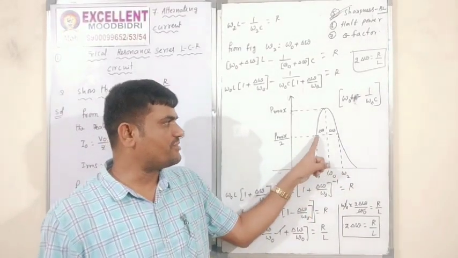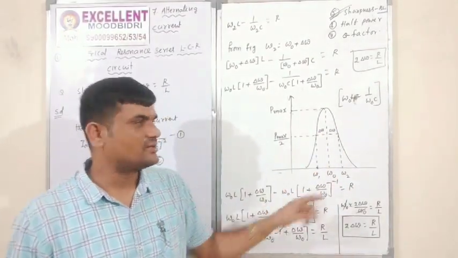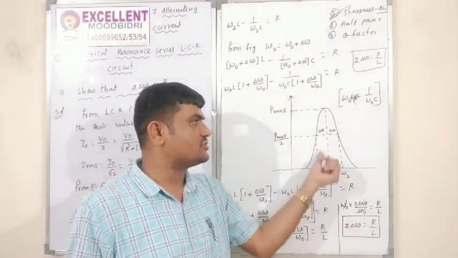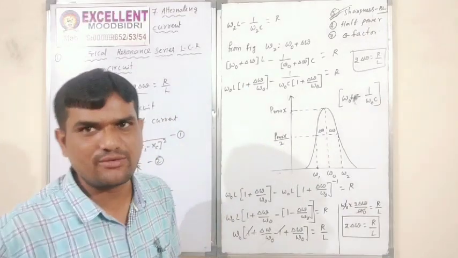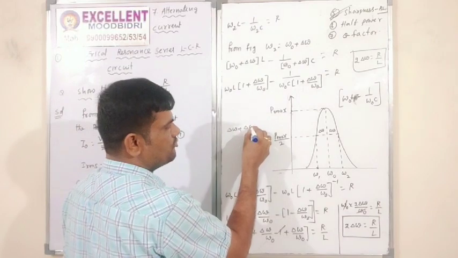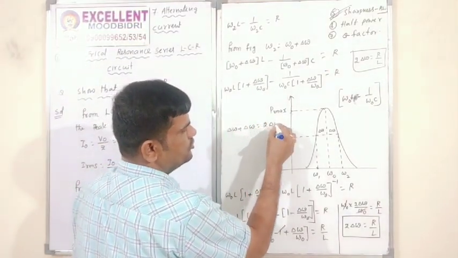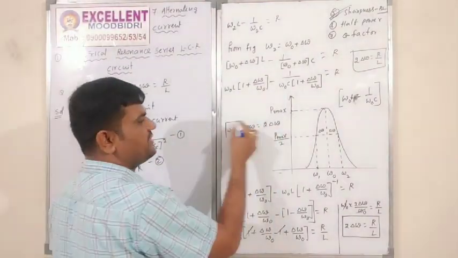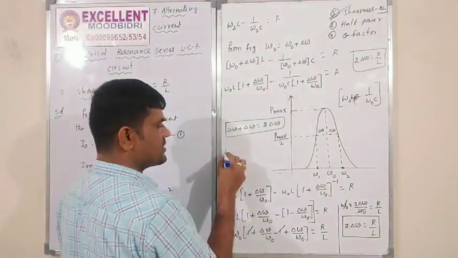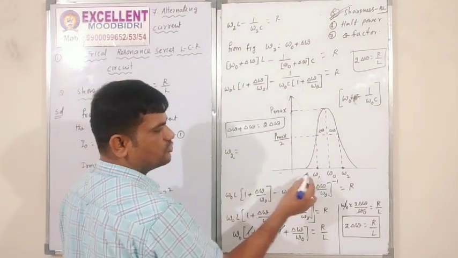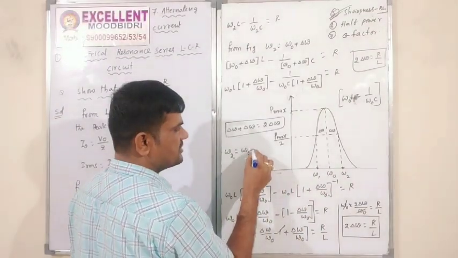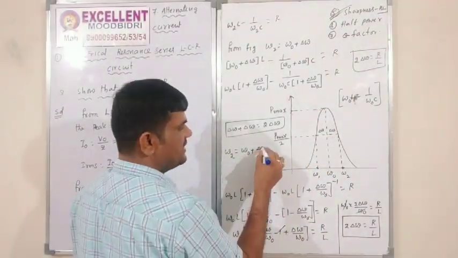Yes or no? From here to here how much? Delta omega. From here to here delta omega. Total distance from here to here is 2 delta omega, which is nothing but bandwidth. Correct? So delta omega plus delta omega is equal to 2 delta omega. This is the bandwidth formula. Now I want omega 2, for example. Omega 2 is how much? From here to here omega naught, plus from here to here delta omega.